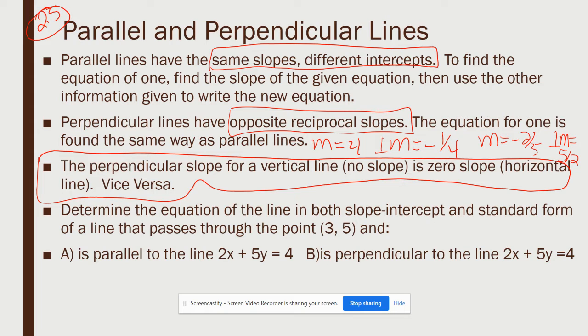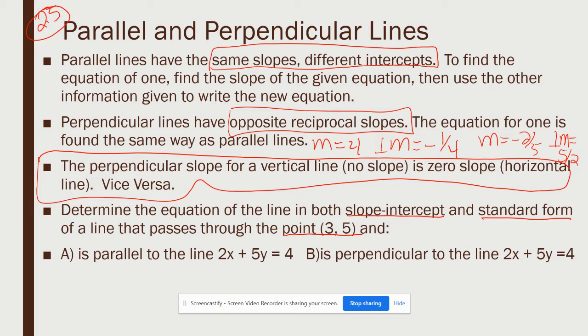So we have this question. Determine the equation of a line in both slope-intercept and standard form that passes through the point (3, 5). So they're giving us a point. That means, because we have to find the slope of these samples, that we're going to start with point-slope form. I'm going to go to the next slide to have some room.